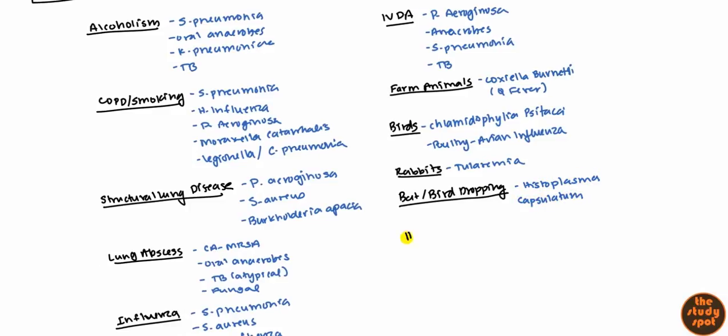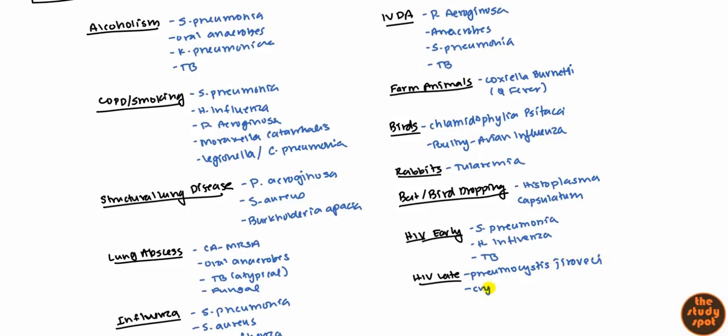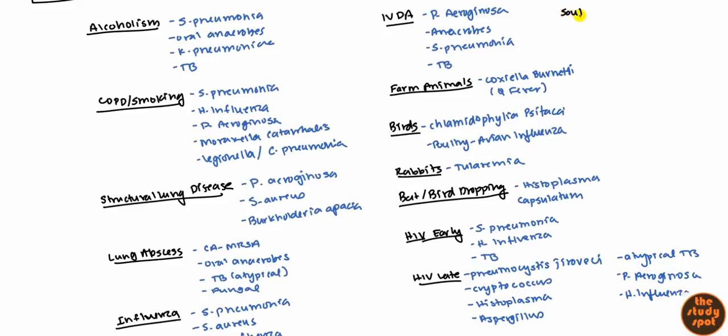Histoplasma capsulatum. Now, early HIV, you're thinking of strep pneumonia, H influenza, and TB. So that's going to be in early disease, before the CD4 count becomes really low. In late disease, you're going to get more rare types of infection, such as Pneumocystis jirovecii, Cryptococcus, Histoplasma, and Aspergillus. So most of these are only found in patients with HIV, and also the atypical TB, such as Mycobacterium avium complex, Pseudomonas, and H influenza. These are when the CD4 count is very low.